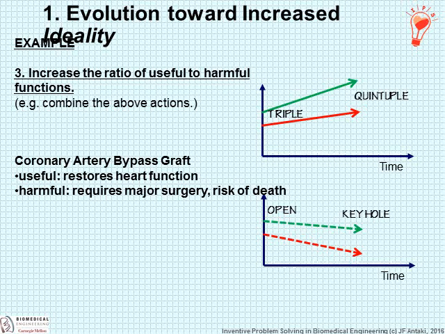Another kind of variation of reducing harmful functions is to replace an open procedure, where the chest is opened through a median sternotomy, using a robot, or what's called a keyhole procedure, where a small thoracotomy is performed. The advantages there, obviously, are that it minimizes the amount of surgical trauma, the time in the hospital, the pain, the risk of death, but at the same time it also reduces the beneficial effects because there's only so much heart that you could access through that procedure.